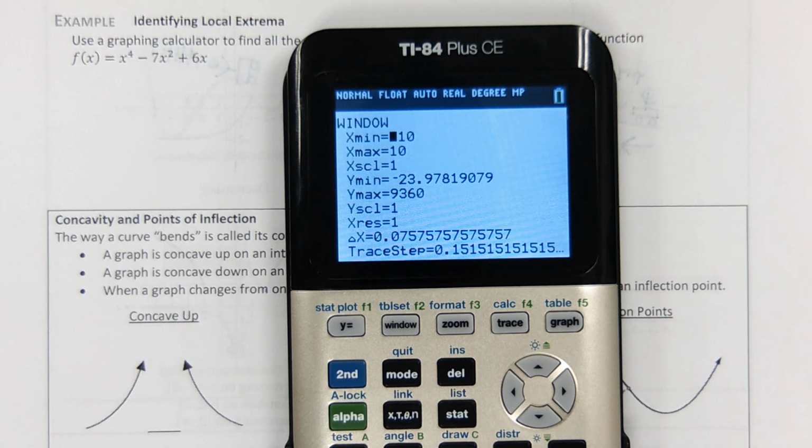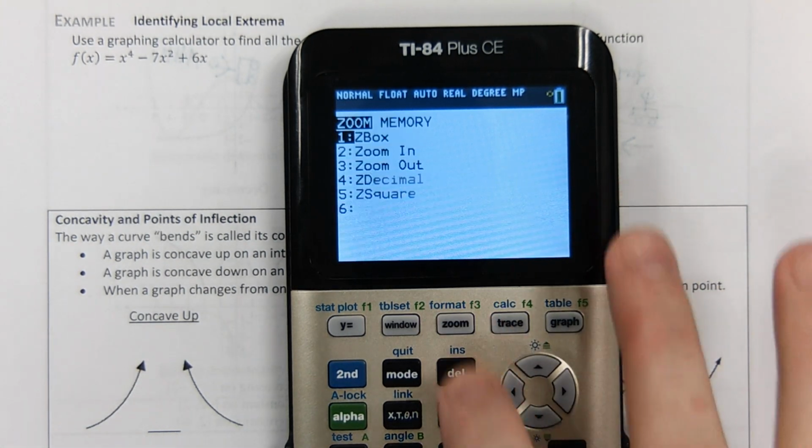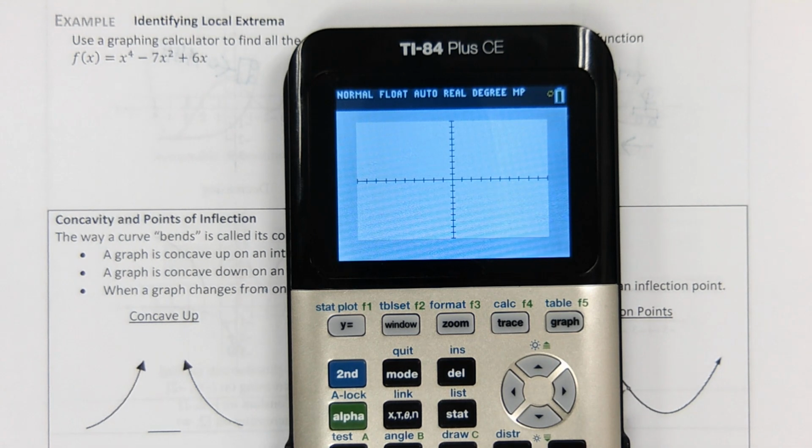Anyway, the point is our graph zoomed out really far. That's why I don't ever use zoom fit. What it attempted to do was show you the entire graph, but the graph goes on for all infinity, and you can't do that. So go back to zoom 6. Now you know why I don't use zoom fit.